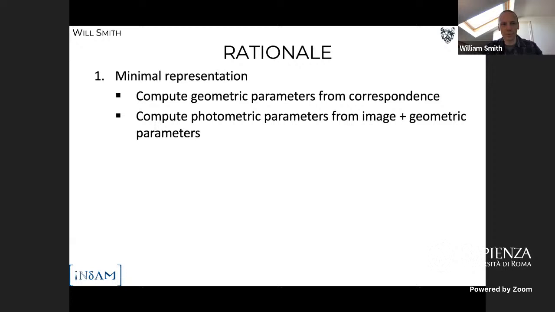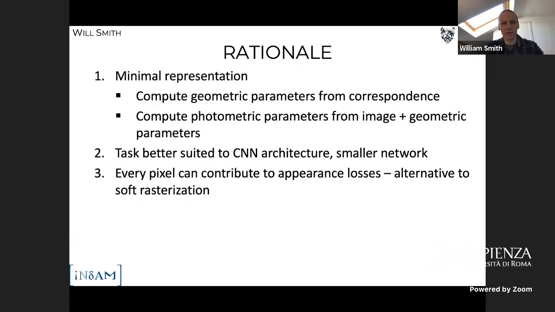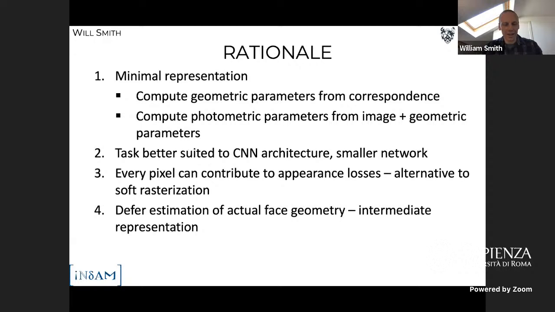This sort of image-to-image problem seems better suited to CNNs. You can get away with a smaller network, and they seem to be much easier to train. Every pixel can contribute to the loss. So if you render a mesh, if the pixel is not covered by the model, then the pixel doesn't contribute to the loss. Whereas with this correspondence, even if the pixel is not covered by the model, it can still contribute. And a really nice property is we defer estimating the actual geometry until later.